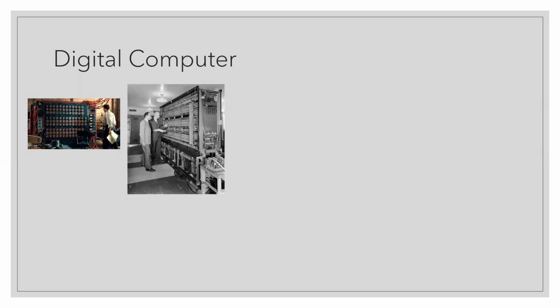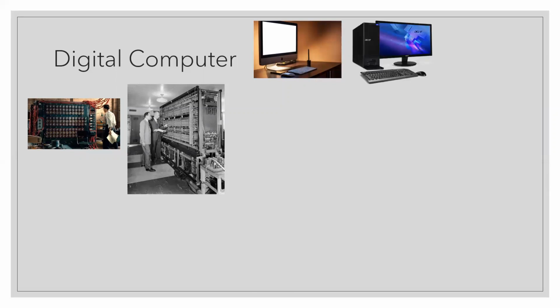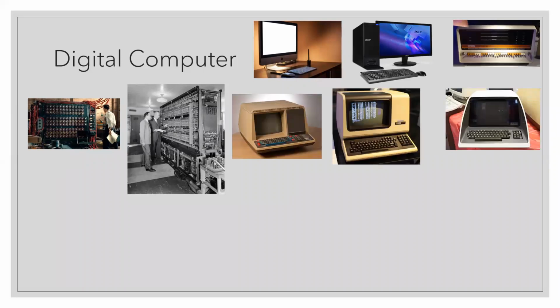And this is the ENIAC computer. This is the oldest version, and that was the second version of the computer. And now we know this is the Apple computer, like an Apple desktop. This one we know is the desktop computer, and these are the oldest versions of digital computers.